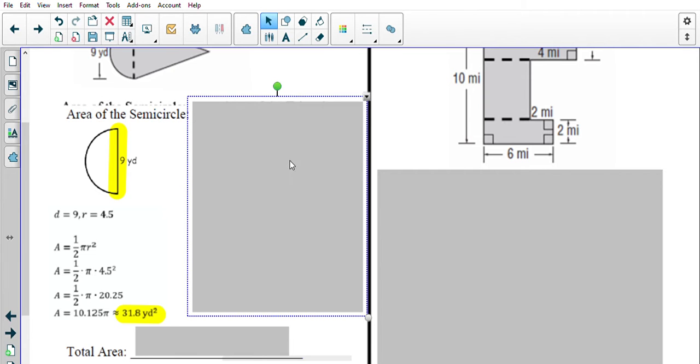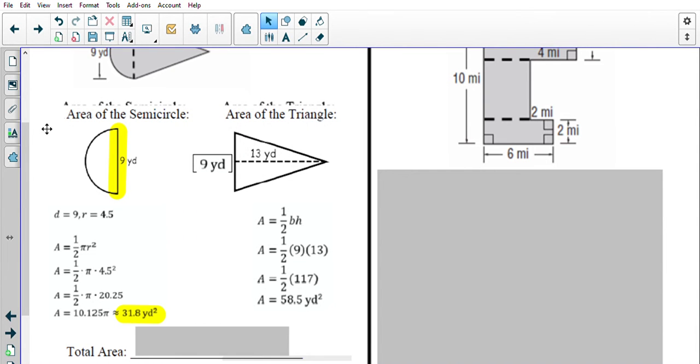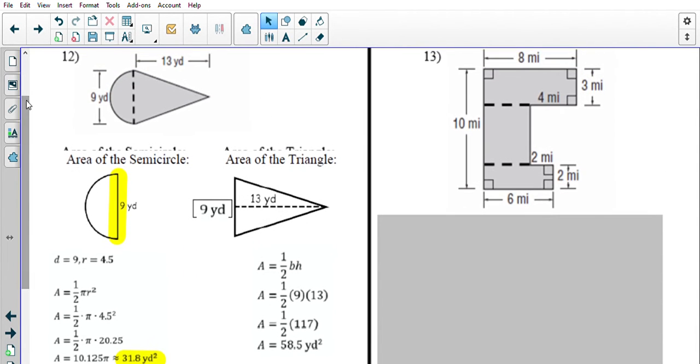Now, we also have a triangle as well. So this triangle, I kind of drew it down below here. I put the height inside the triangle, although it's given outside the triangle up here. The height of this triangle is clearly 13 yards. The base of it's not labeled, but it also is the diameter of the half circle, so it's going to be 9 yards. You're going to notice that I jotted that down there.